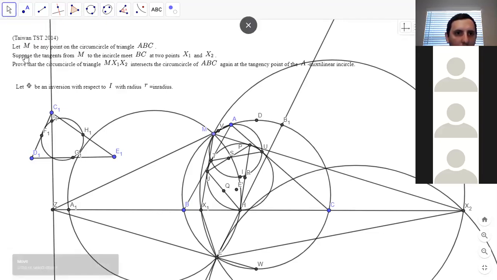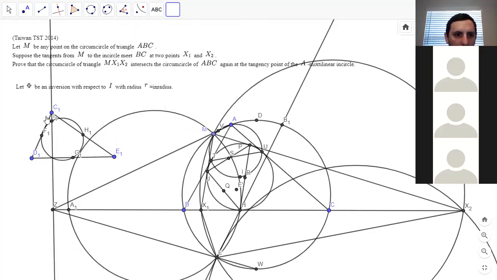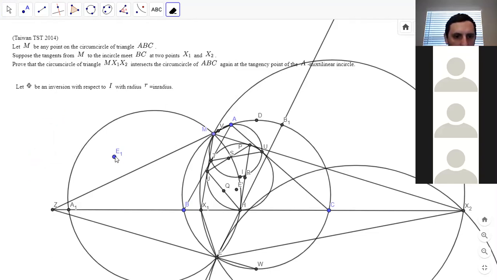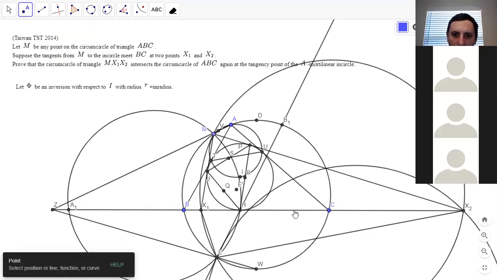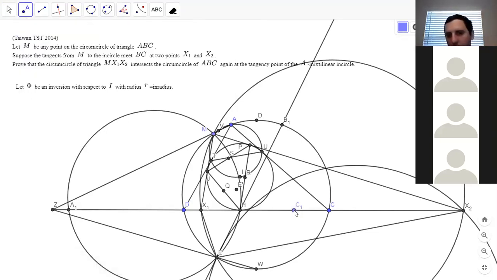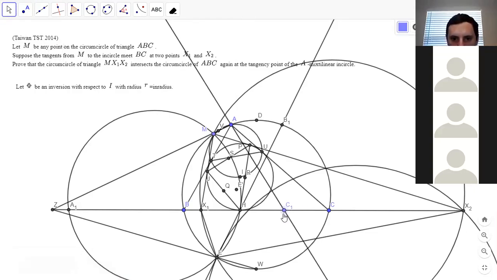Let a point be on BC, like any point on that line. And then intersect AC1 with the circumcircle of ABC. And then EH and that intersection point will be concyclic.